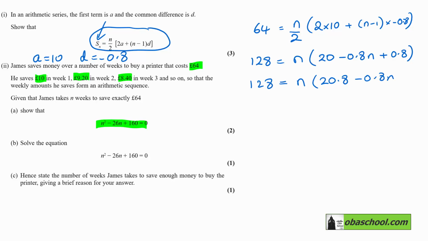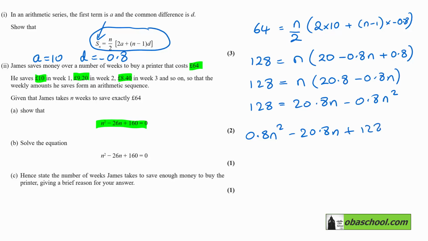128 is equal to 20.8n take away 0.8n squared. Let's bring everything over to the left. 0.8n squared take away 20.8n plus 128 is equal to 0. Dividing everything by 0.8 gives us n squared take away 26n plus 160 is equal to 0.